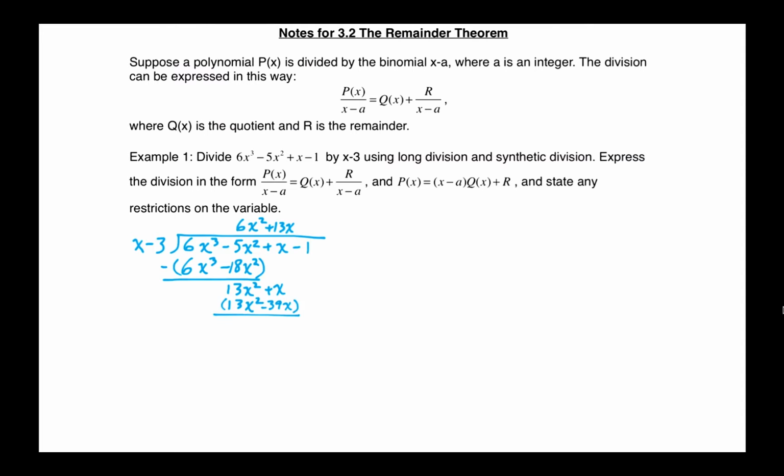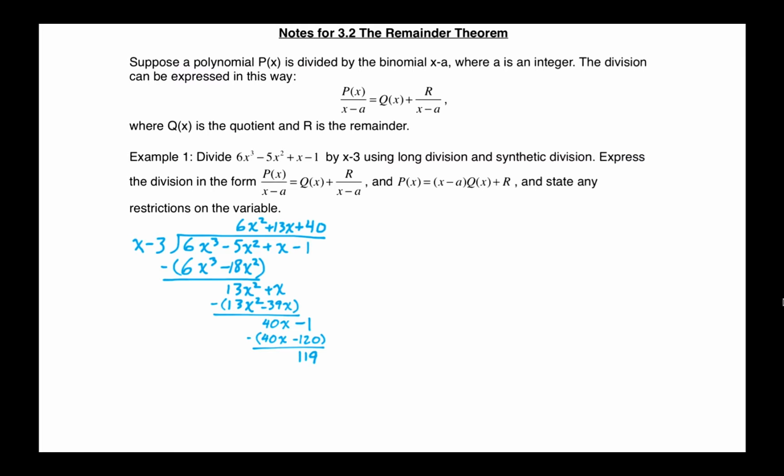And now if I subtract away, here's what I have left over, is 40x. And now I bring down the -1. And now the last term, I need to figure out what I put here so that when I multiply by x, I get 40x. Well, of course, that's just 40. So 40 times x is 40x, 40 times -3, -120. Subtract away, here's what I have left over is 119.